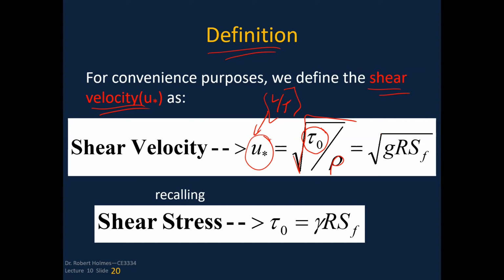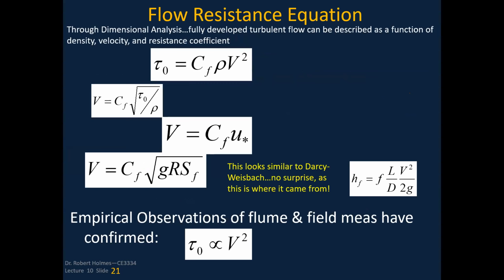And so if I know that the bed shear stress is gamma R S_f, and I divide by the density, that turns out to be g R S_f. Now this is a term that we would use, and you'll use it at times in other things, especially if you get into looking at sediment transport or anything where you're moving something with flowing water. Shear velocity and shear stress become very important. All right, so that's another equation that's important. That's the equation for bed shear stress.